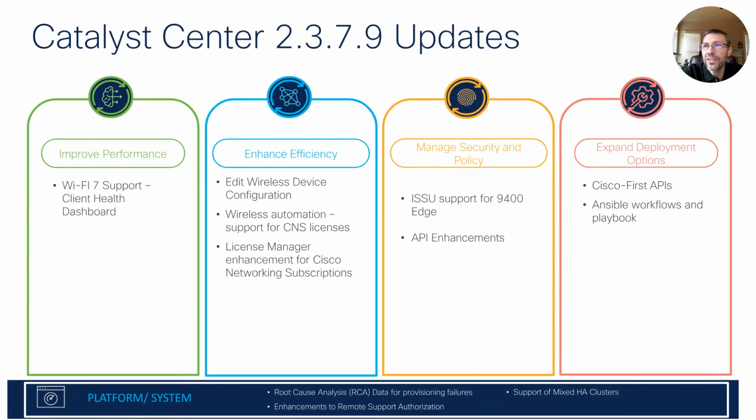Also, we've got efficiency improvements. We include editable wireless configurations, wireless automation for CNS licenses, and updates to the license manager. In our security and policy, we've added ISSU support for the 9400 Edge and enhanced APIs. And finally, our deployment options expanded with Cisco First APIs and new Ansible workflows.